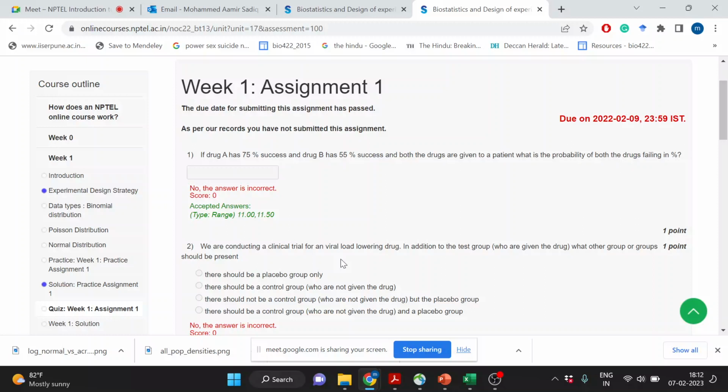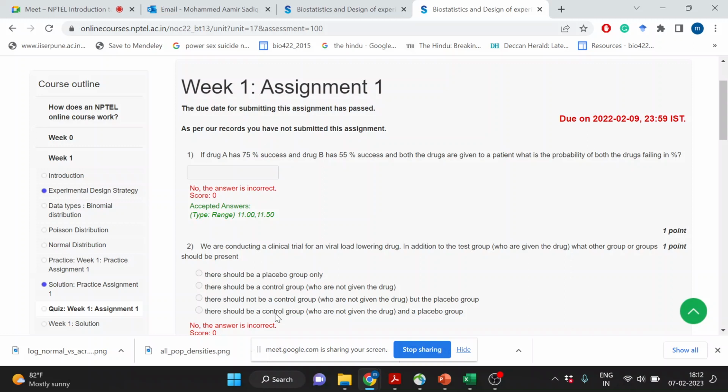Nice. So the answer to that is you need to have a control group, that is the group to whom you don't give the drug, and also a placebo group to whom you give something which is not a drug. Placebo, in olden days, used to be just a block of chalk. Nothing. So you need to have a control group.